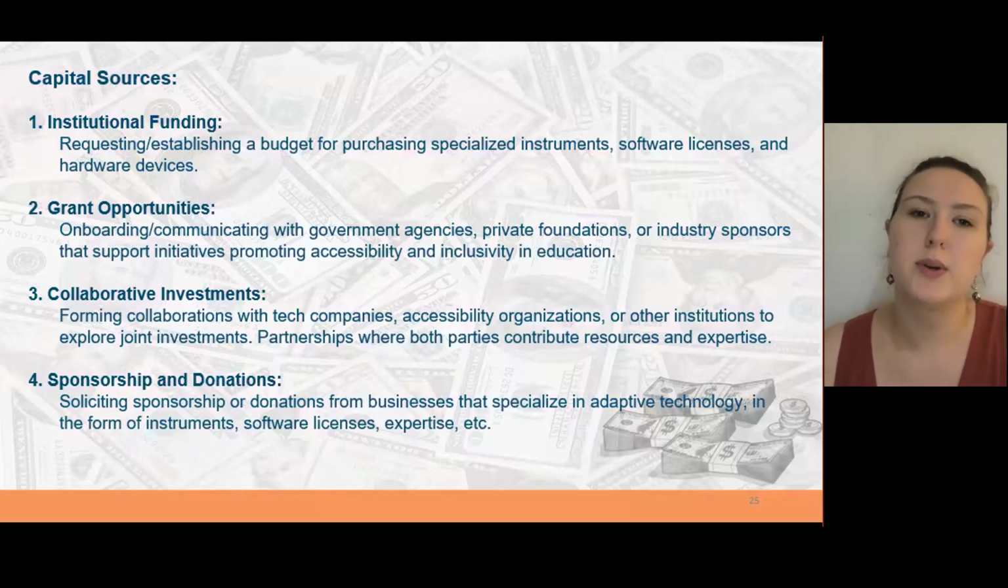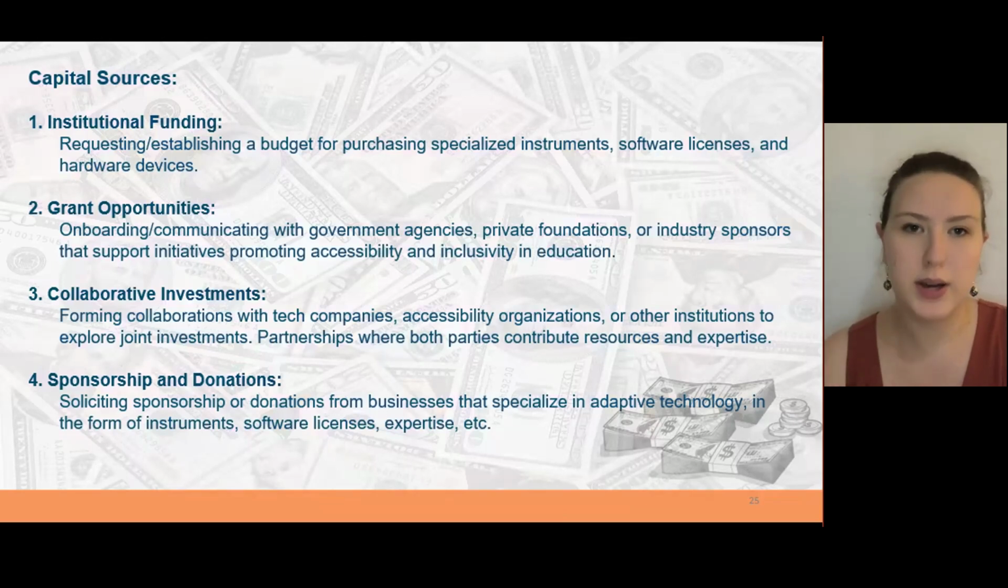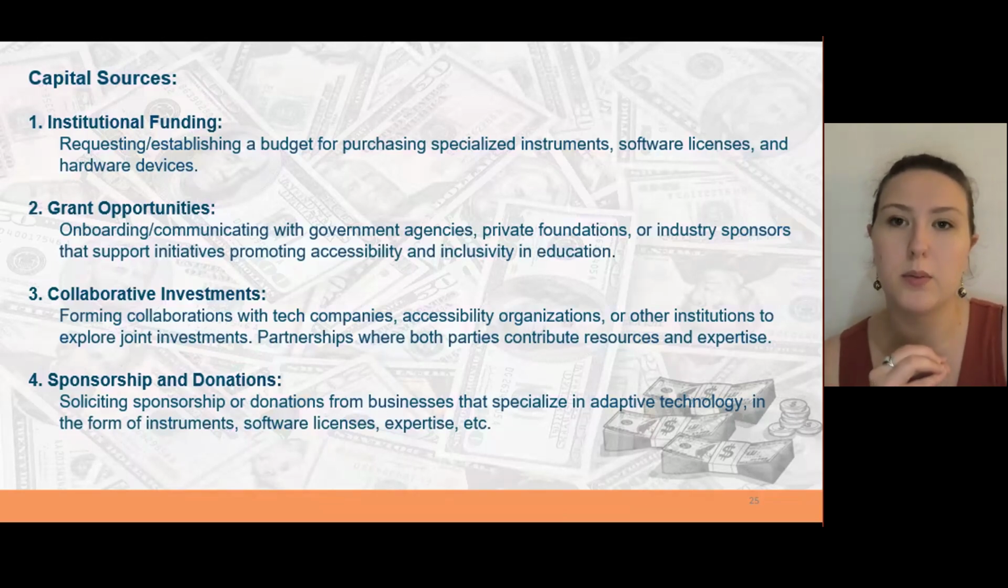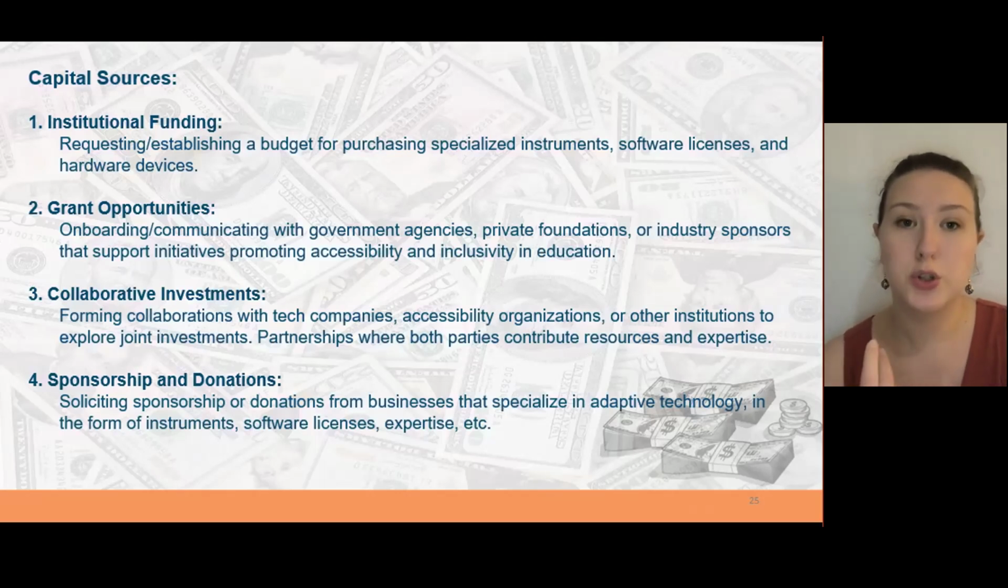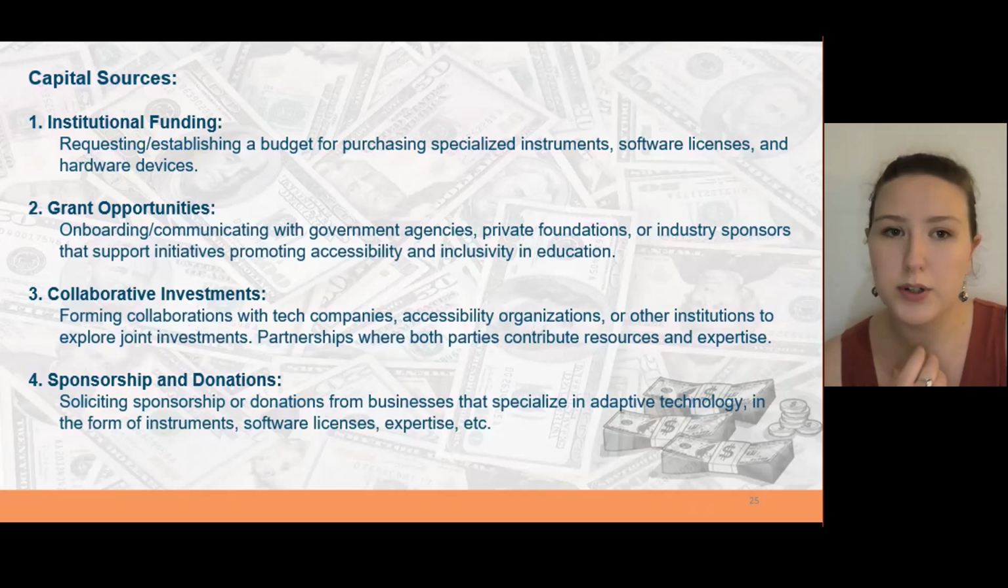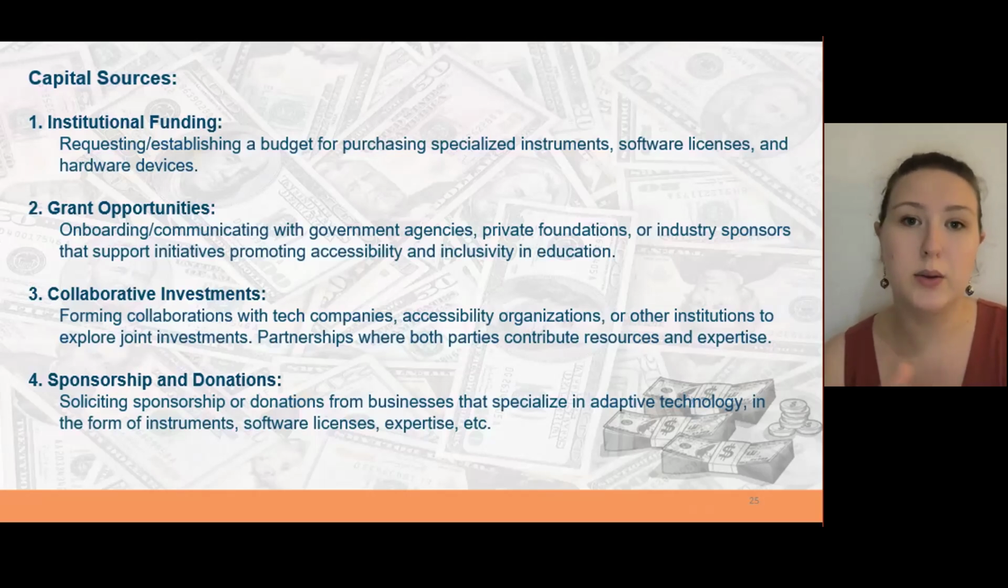Next, capital sources. When it comes to the financial aspect of gathering funding for AT and assistant departments, first of all, institutional funding. Requesting and establishing a budget for purchasing specialized instruments, software licenses, and hardware devices. 2, also potentially through grant opportunities, onboarding and communicating with government agencies, private foundations, or even industry sponsors that support initiatives promoting accessibility and inclusion in education.